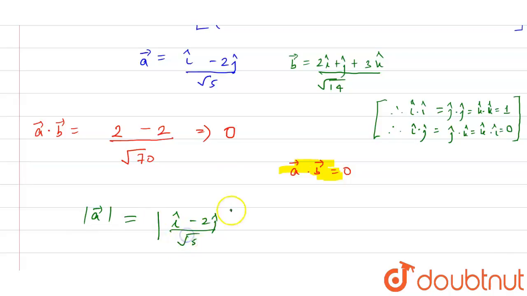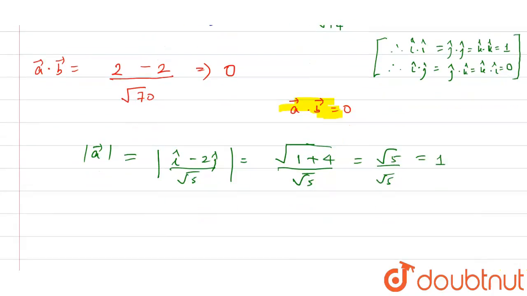That is equal to 1 whole square, which is 1, and minus 2 whole square, which is plus 4, divided by root 5. So we get root 5 divided by root 5, which is equal to 1. Similarly, the modulus of a whole square is also equal to 1.